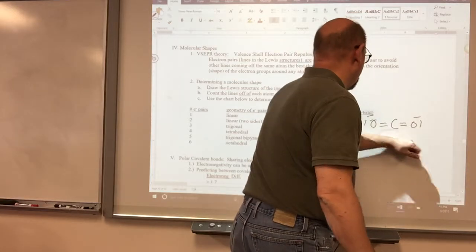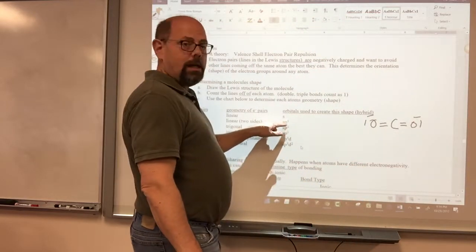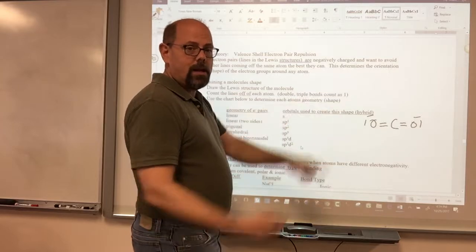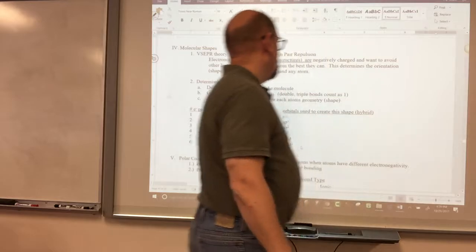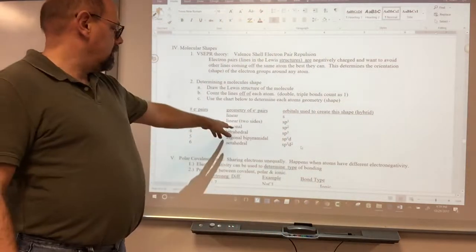Okay? And when there's 2 of them, it's going to be sp, because that's how many you need. 1 sp going that way, 1 sp coming back this direction. That's an sp, that's an sp. Now, let's take a trigonal example.